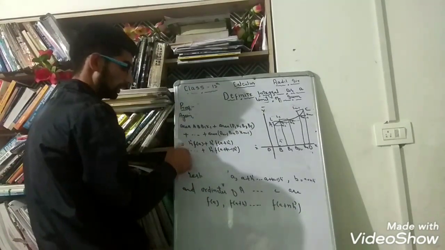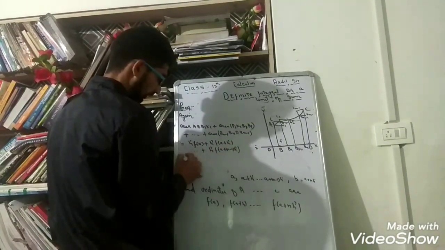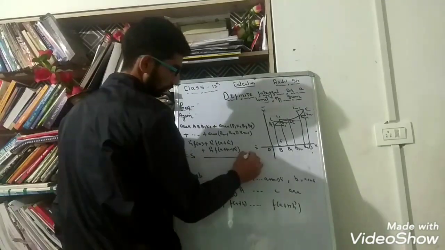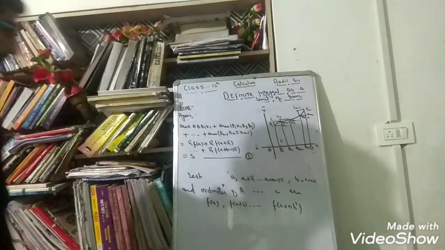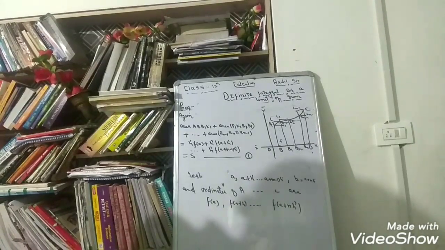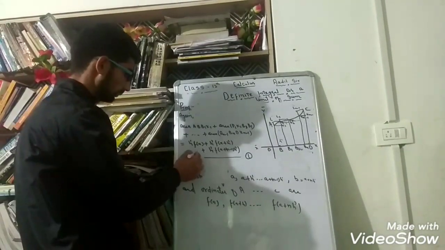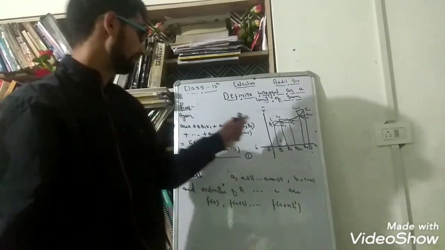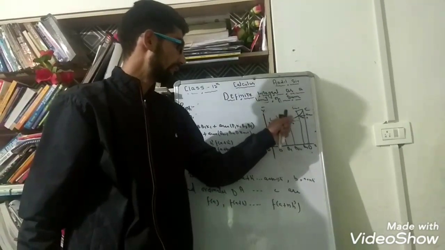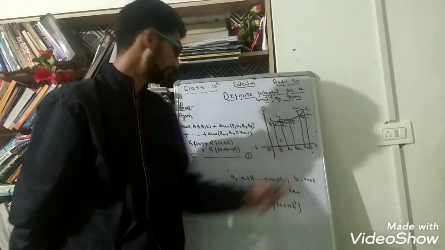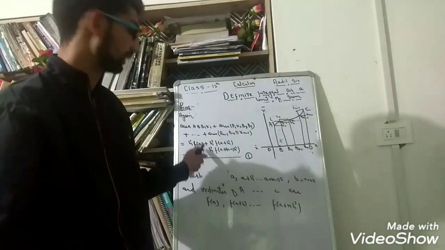So this is my area of this. You take it equal to S, small s. This is your first area, the area of the rectangles that are inside the region A, C, B, D. I have taken that equal to S, and that is equal to this one.